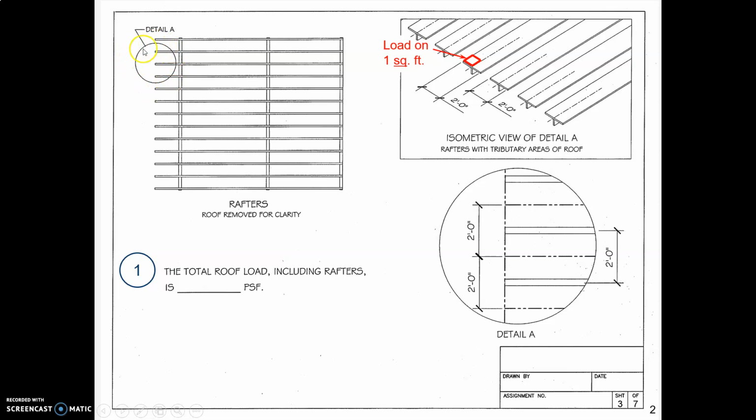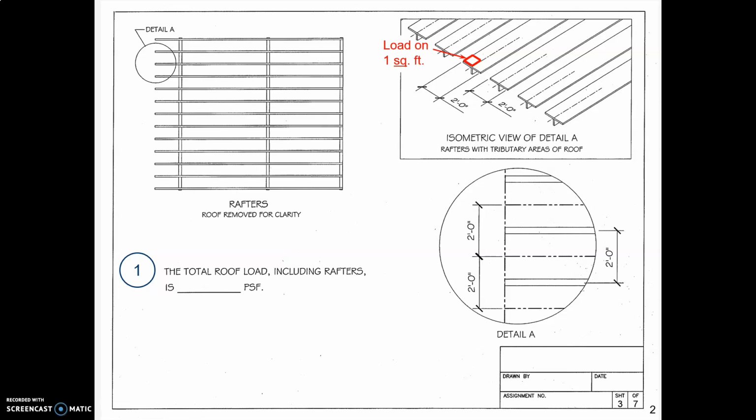And if you look at a close-up, a detail of those rafters, which you see down here in the lower right corner, I'm showing that those rafters are 2 feet on center. That is, those rafters are 2 feet apart. What does that tell you about the tributary width? If those rafters are 2 feet apart and the tributary area is halfway between one rafter and the next rafter, those tributary widths must be 2 feet wide also, which you see in this isometric view up in the upper right corner.